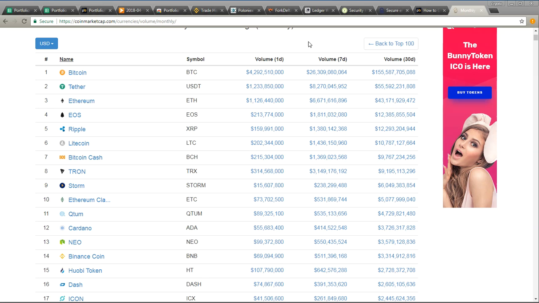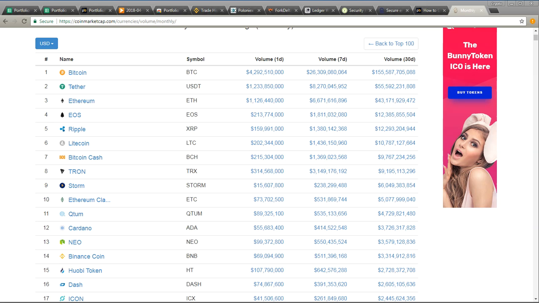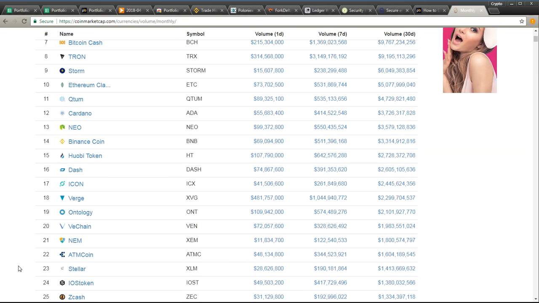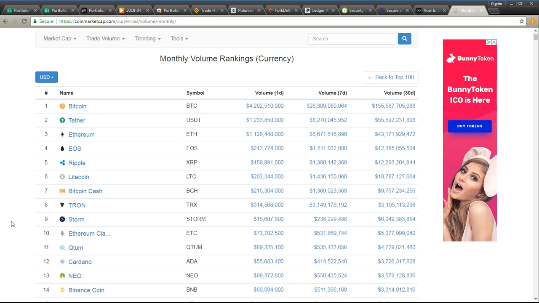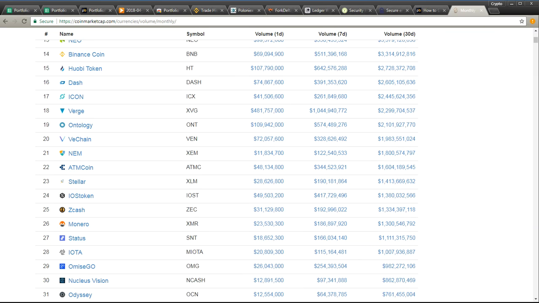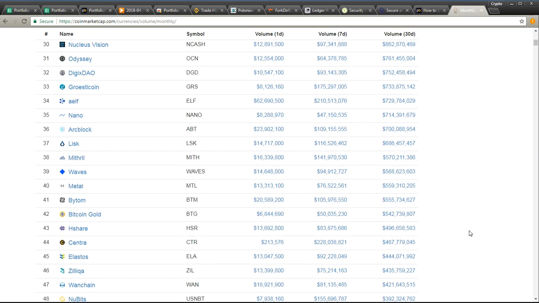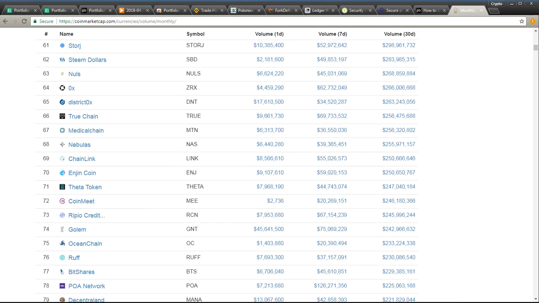So in this example, we can see in the last 30 days that Bitcoin has traded $155 billion, but if we scroll down to, say, coin 28 IOTA, it only traded $1 billion. To me, that says that Bitcoin has about 155 times the probability of success in the long run compared to a coin like IOTA. And if we go down the list, you can see the trading volumes drop dramatically.